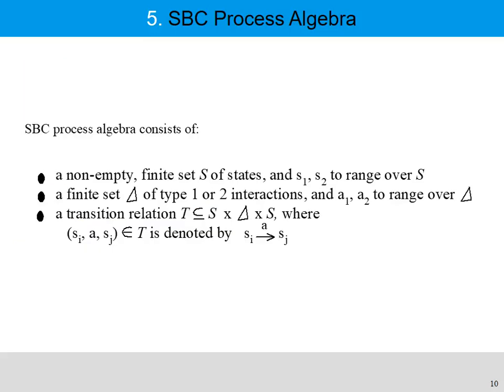And the SBC process algebra consists of many states. Also, a finite set of type 1 or 2 interactions, with A1 or A2 to range over it. Also, we have a transition relationship, like from state Si, transit to state Sj through interaction A.